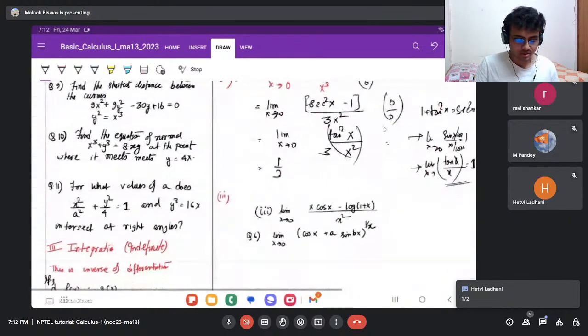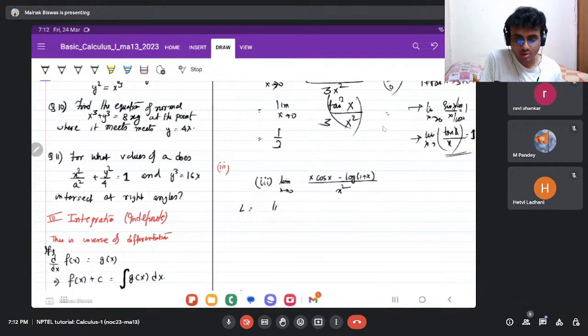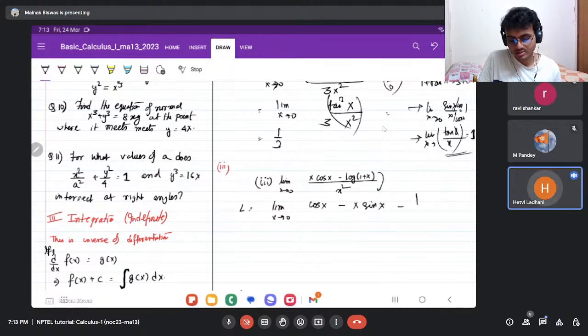Understood. Now tell me, what will I do? So L is also equal to, unmute and tell me. It's cos x. Yeah, cos x. I differentiate the numerator. Plus x in bracket minus sin x. So I'll put minus sin x. Minus 1 upon 1 plus x. Okay. And in the denominator 2x.